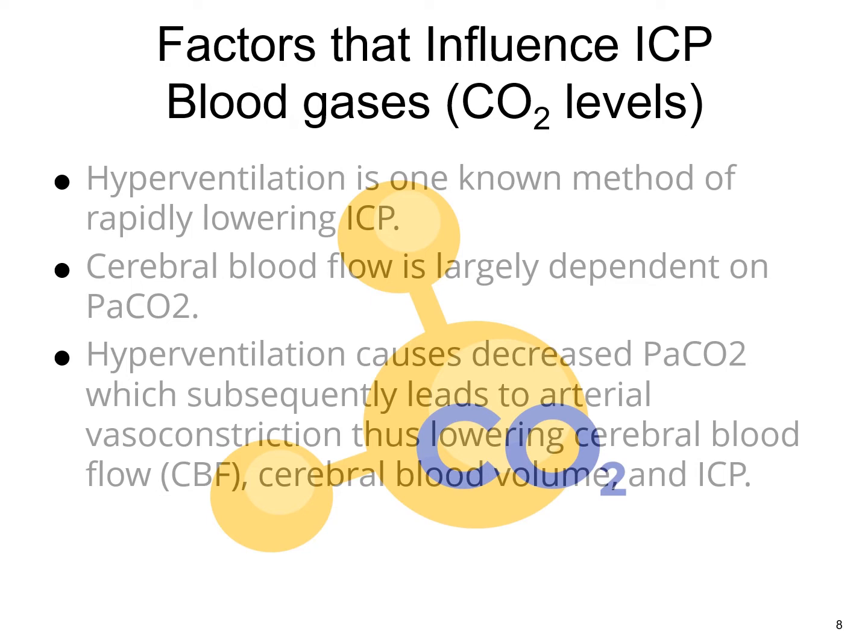Hyperventilation is one known method of rapidly lowering intracranial pressure. Cerebral blood flow is largely dependent on the partial pressure of dissolved CO2 in the arterial blood. Hyperventilation causes decreased partial pressures of CO2, which leads to arterial vasoconstriction, thus lowering cerebral blood flow, cerebral blood volume, and intracranial pressures.